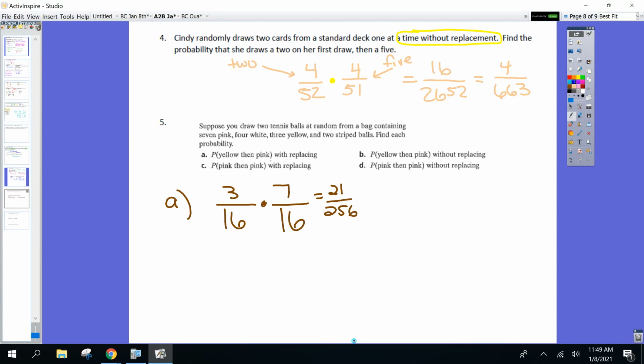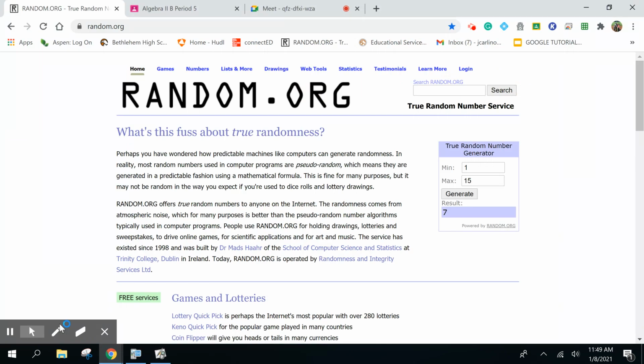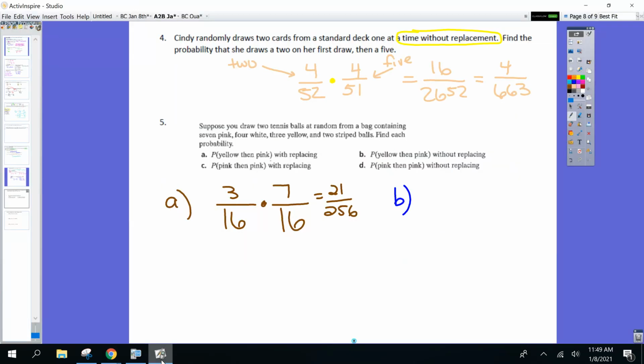All right, here we go. Part B. Same question I just asked Will, but now without replacing. So you're not going to have the same fractions there. You're going to have a little something different. Oh, Will, let's go. You got the yellow-pink train. Ready? Yellow. 3 over 16. Yep, that's still not going to change.